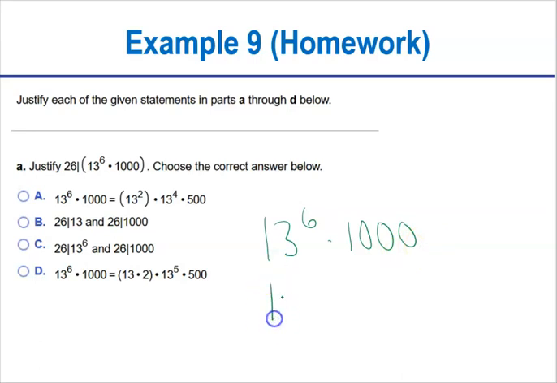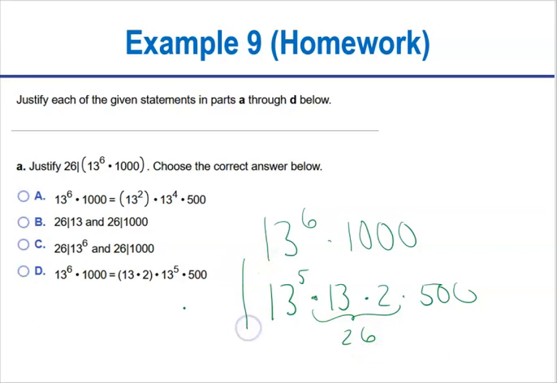Watch this. I'm going to write this as 13 to the 5th times 13. Notice I pulled one of them down. I'm going to write 1,000 as 2 times 500. And right there, that is 26. So we know for a fact that 26 does, yes, divide 13 to the 6th times 1,000 because we managed to pull out a factor of 26 from the other factors. And that's an easy way to do that.